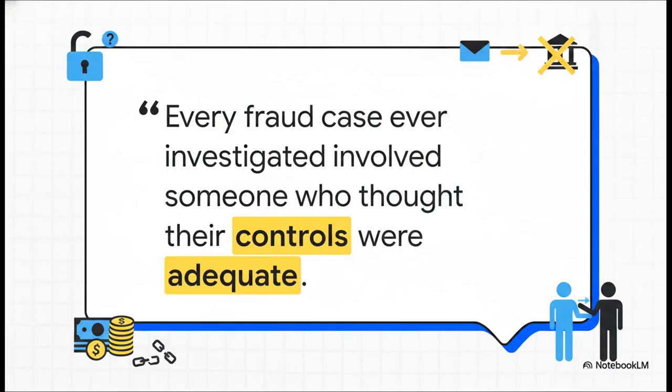I want to leave you with a really powerful thought directly from the source material. Every fraud case ever investigated involved someone who thought their controls were adequate. Fraudsters don't usually hack into systems with complicated computer code, they hack human nature. They count on you being way too busy to do a callback verification. They count on you being too polite to question a vendor's weird email. Skipping controls just for the sake of convenience is exactly the opening they are waiting for.